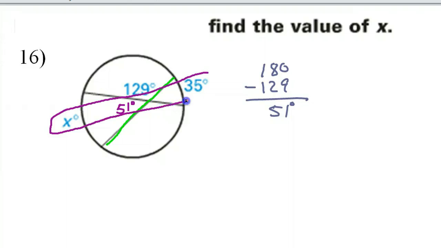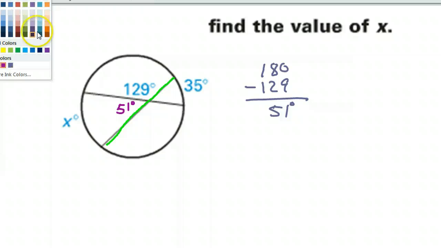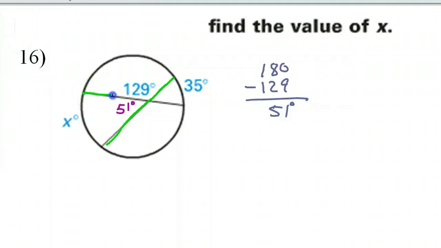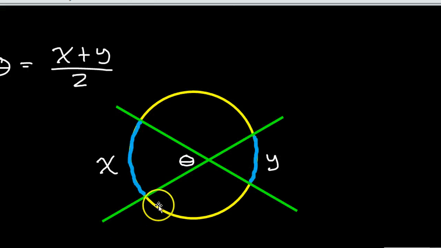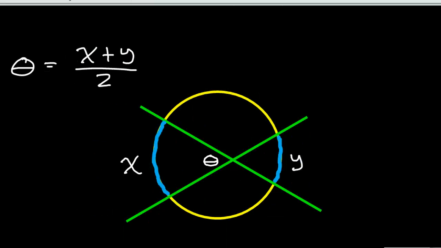Now, see how these all line up? The X, the 51, the 35. That's why I had to use the 51. I couldn't use the 129. It has to be the angle that is forming these two arcs. Now that I have the correct angle that I really needed, we can go ahead and use the formula. We're doing this formula right here. When you have an angle inside, it's arc plus arc divided by 2.